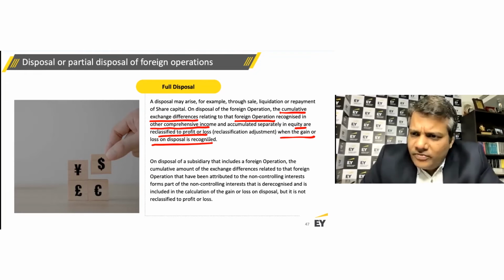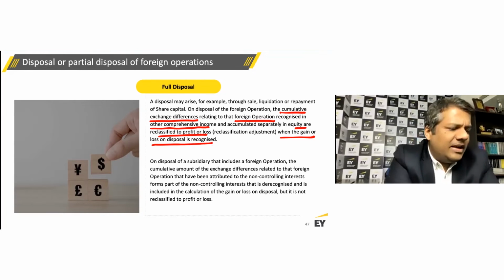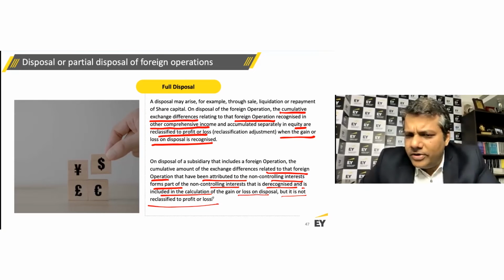Now, on disposal of a subsidiary that includes a foreign operation, the cumulative amount of the exchange differences related to that foreign operation that have been attributed to the non-controlling interest is de-recognized and is included in the calculation of the gain or loss on disposal, but it is not reclassified to the profit or loss account.